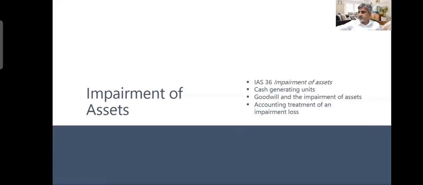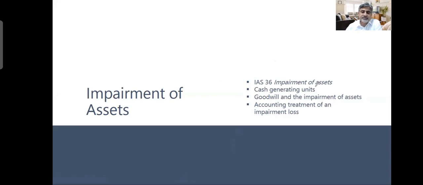This topic next is impairment of assets, and it is your standard, IAS 36. A very important standard, very frequently tested. You wouldn't get a separate question for this standard, but you may get it as part of consolidation, or you may get it as part of another question.